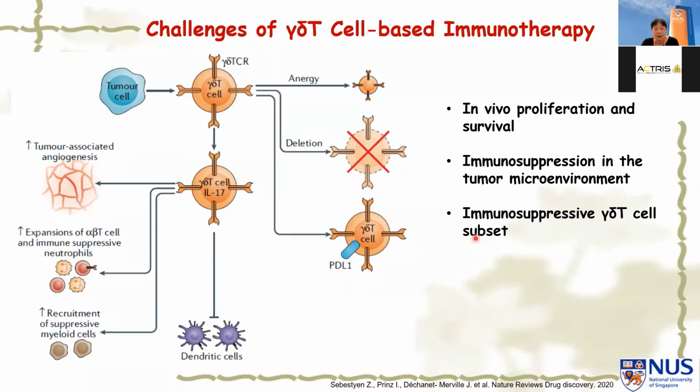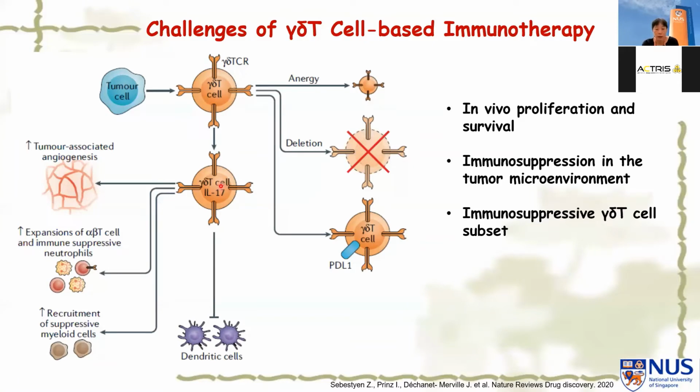And it's also a concerning issue that people have found there are immune suppressive gamma delta T cell subsets. Similar to T cells, where we have regulatory T cells, in gamma delta T cells there are also subsets, for example the IL-17 producing gamma delta T cells. We also published a paper a few years ago showing that those are actually immune suppressive, because they can recruit myeloid-derived suppressor cells into the tumor microenvironment and then promote their function by producing IL-17, and then suppress T cell function.